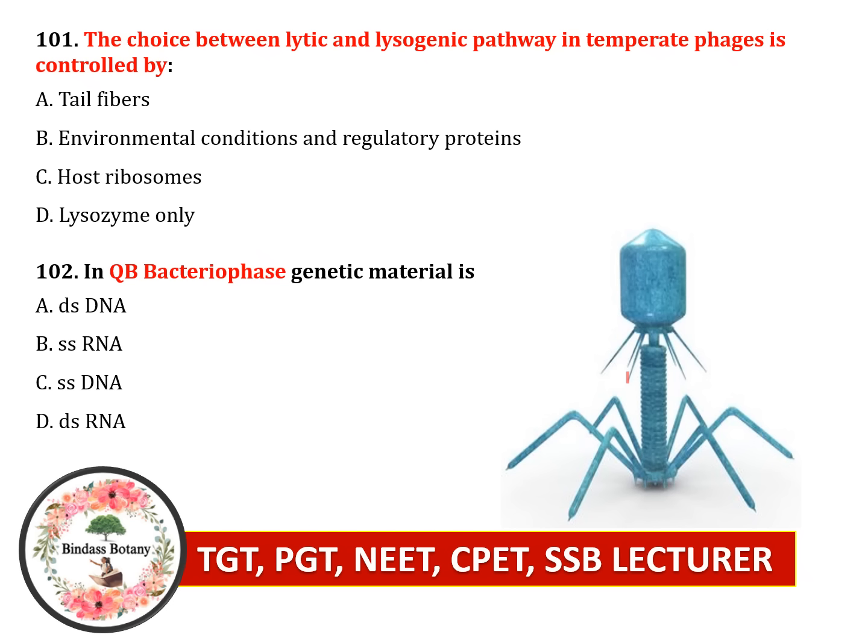The next question, number 101. The choice between lytic and lysogenic pathway in temperate phage is controlled by option A, tail fiber; option B, environmental condition and regulatory protein; option C, host ribosome; option D, lysosome only. Correct answer is option B, environmental condition and regulatory protein. The next question, number 102. In Qβ bacteriophage, the genetic material is option A, double stranded DNA; option B, single stranded RNA; option C, single stranded DNA; option D, double stranded RNA. Correct answer is option B, single stranded RNA.